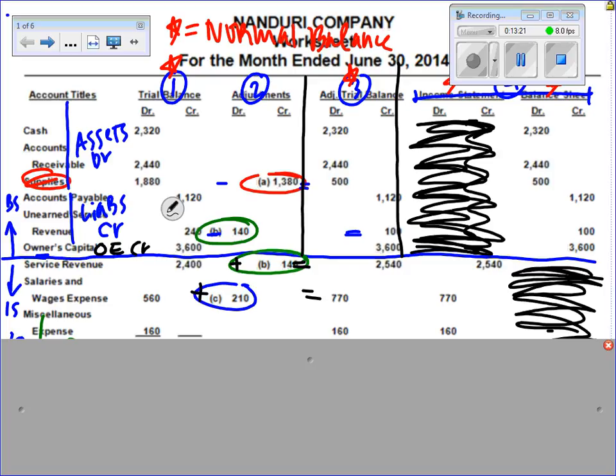So do you see why I'm crossing those off? We don't need them. When we're extending balance sheet stuff over, we don't need income statement. When we're extending income statement stuff over, we don't need the balance sheet.